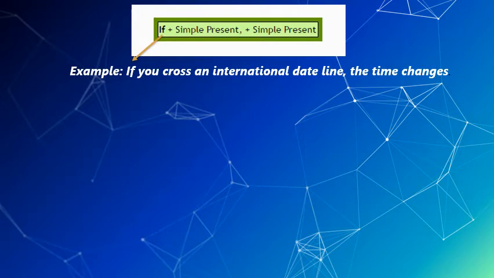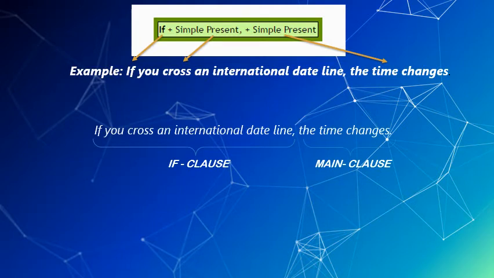Okay, my dears? Now, the simple present: the sentence is in present. You cross an international date line. It's in simple present. Now we have the separation after that. We have the comma. The time changes. Okay? Pretty simple. You just have to write the if plus the sentence, comma, and the sentence. And as I was telling you, we have two types of clauses, the if clause and the main clause.